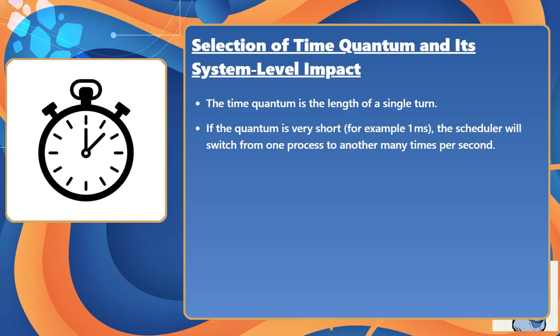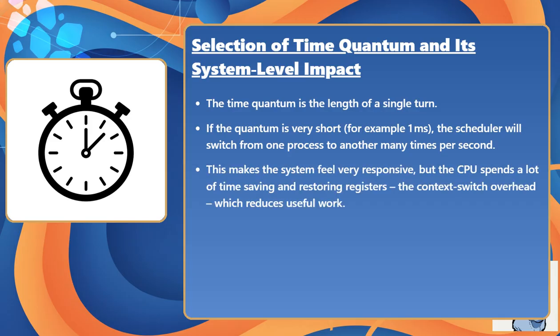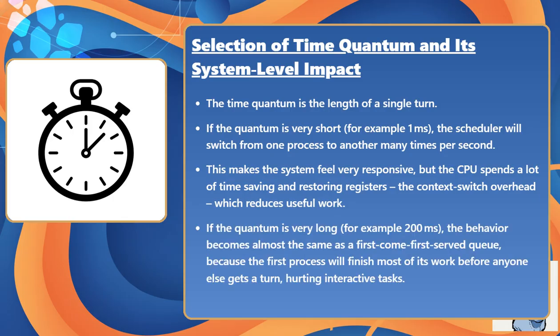If the quantum is very short, for example 1 millisecond, the scheduler will switch from one process to another many times per second. This makes the system feel very responsive, but the CPU spends a lot of time saving and restoring registers, the context switch overhead, which reduces useful work. If the quantum is very long, for example 200 milliseconds, the behavior becomes almost the same as a first-come first-served queue, because the first process will finish most of its work before anyone else gets a turn, hurting interactive tasks.